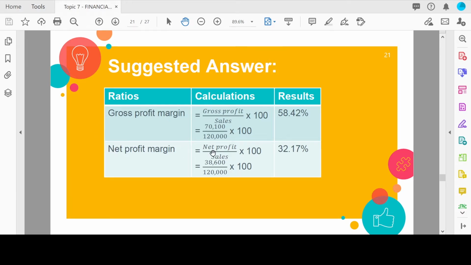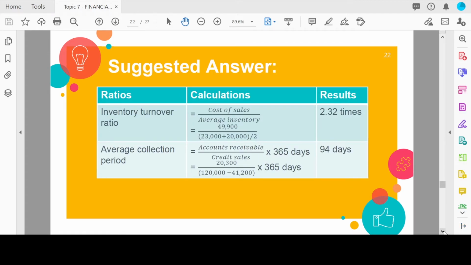And the net profit margin is net profit divided by sales times 100. Net profit is 38,600 divided by sales of 120,000, and the result is 32.17%. Alright. Okay, so let's move to the next one, which is efficiency ratio.